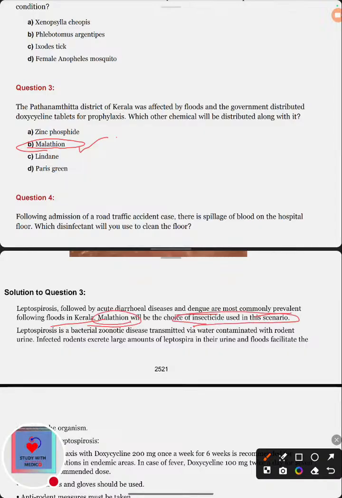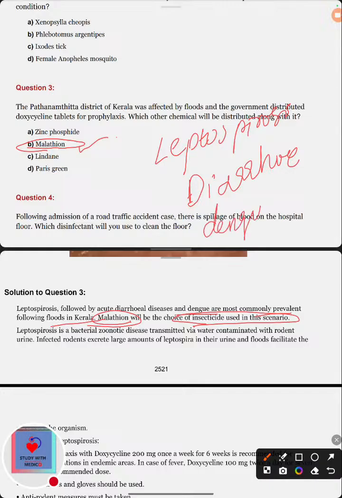So malathion, okay? Because the things which are very common are leptospirosis, then diarrhea, and the next is dengue. These are common during floods. Okay. Malathion is an insecticide, so it can be used.